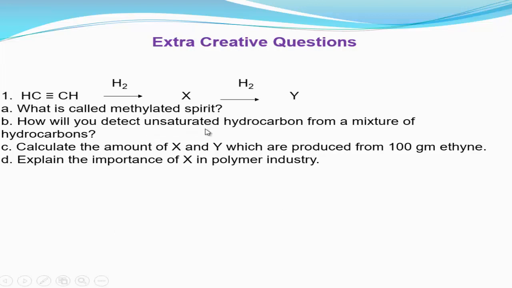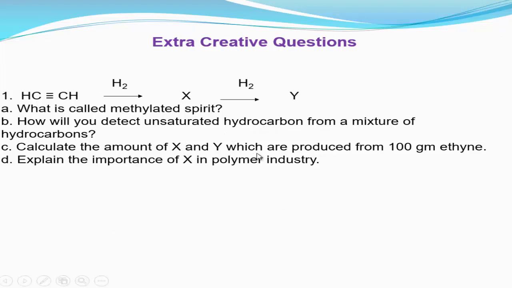How will you detect unsaturated hydrocarbon from a mixture of hydrocarbons? You know that unsaturation detection we will do by bromine water solution or potassium permanganate reaction. So you have to explain this here.